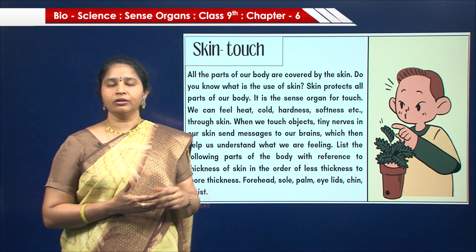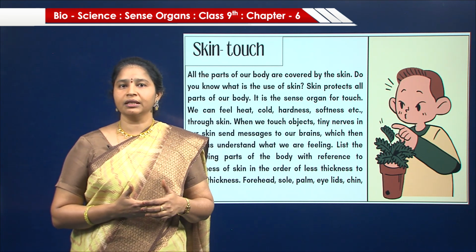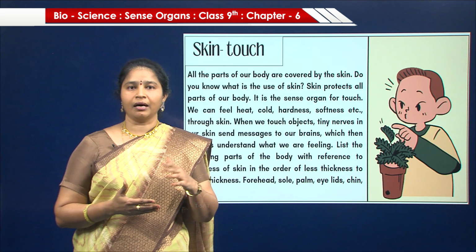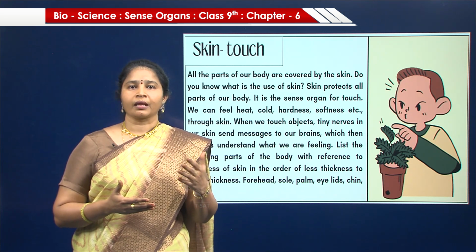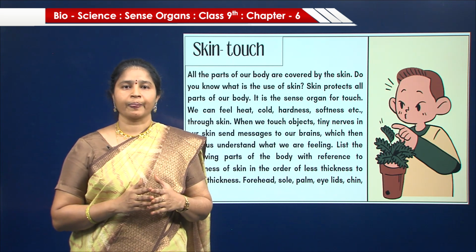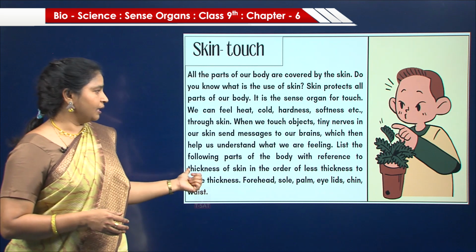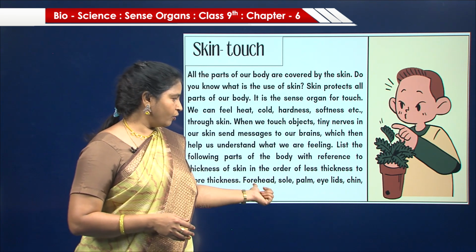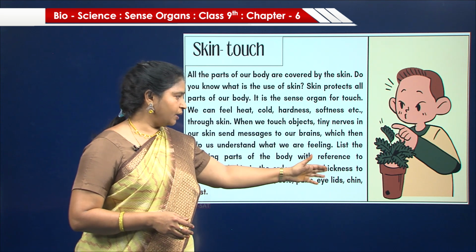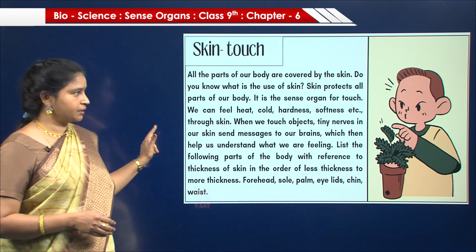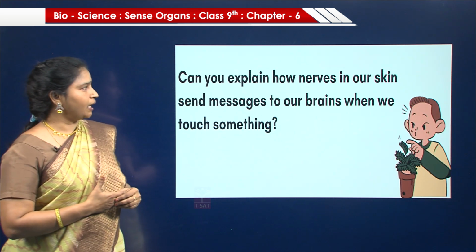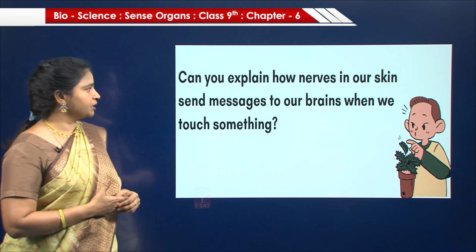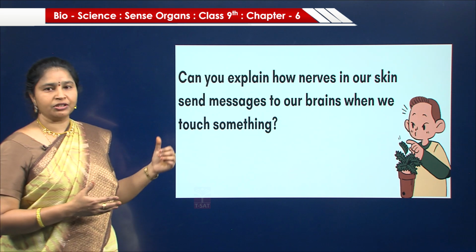So, children, you have seen skin is useful for sensing heat, cold, roughness or softness. From less thickness to more thickness, the parts of our skin are forehead, sole, palm, eyelids, chin and waist. Can you explain how nerves in our skin send messages to our brain when we touch something?